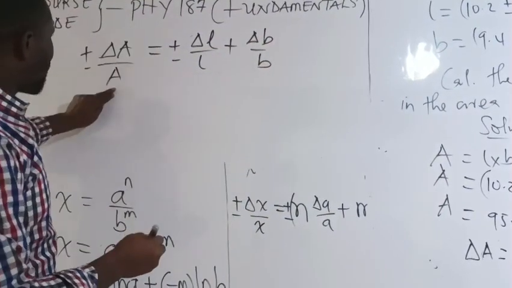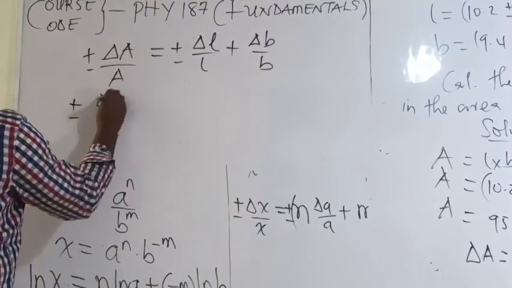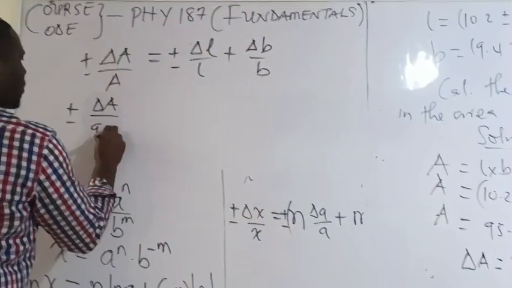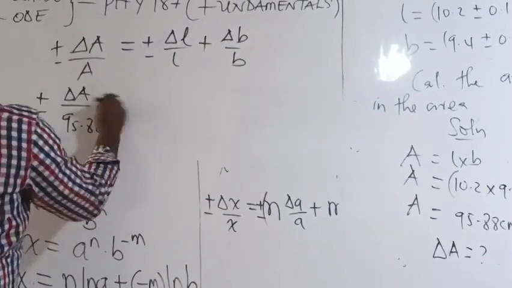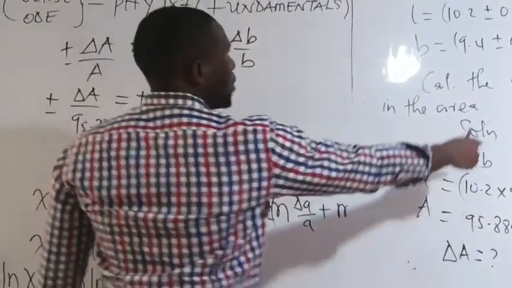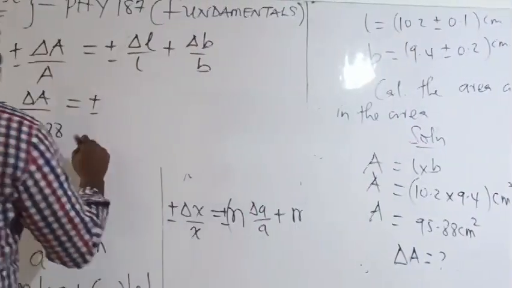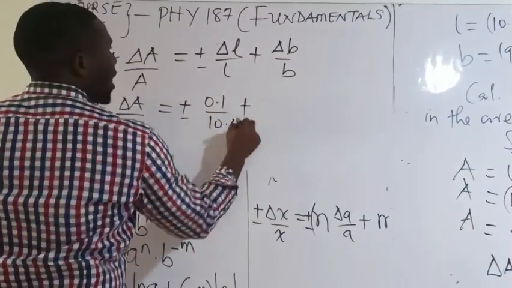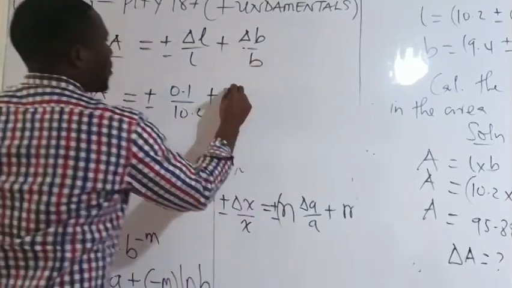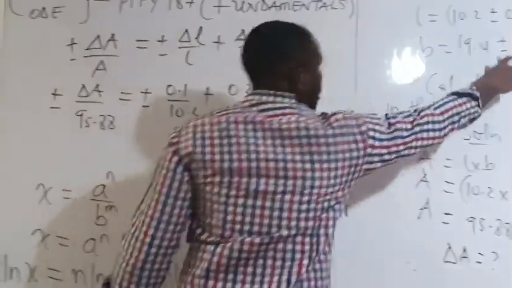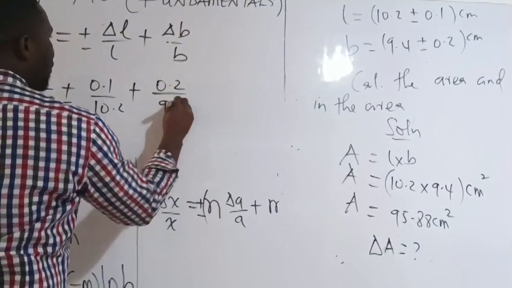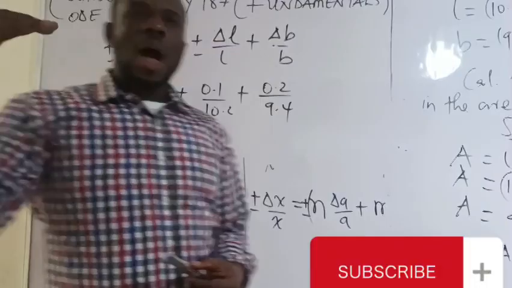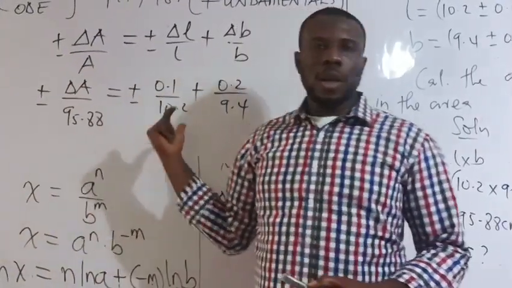So I don't know this, but I know this term. So this is plus or minus the relative error in A, which I don't know, but the area is 95.88 squared centimeters. This is plus or minus the relative error in the length, which will be 0.1 divided by 10.2. That's the fractional error. And I have a plus. Then for the breadth, this is 0.2, the absolute error, divided by the measured value, which is 9.4. For the sake of time, I need to wrap it up here, and I'll proceed from here in the subsequent lecture. Thank you.